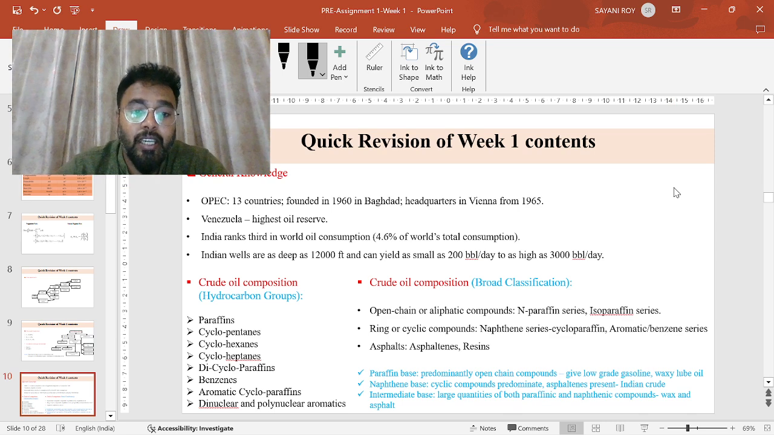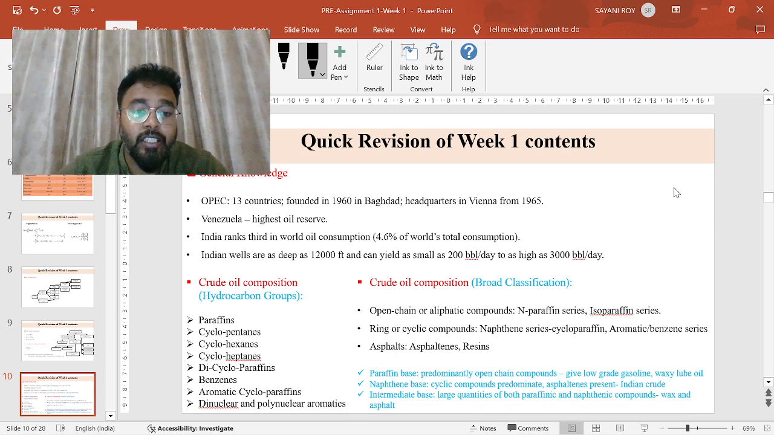Next, for some general knowledge, we have OPEC. OPEC is the Organization of Petroleum Exporting Countries. There are 13 countries in OPEC, and it was founded in 1960 in Baghdad. At that time, I think 5 countries were there during OPEC's formation. Its headquarters is in Vienna, which was established in 1965.